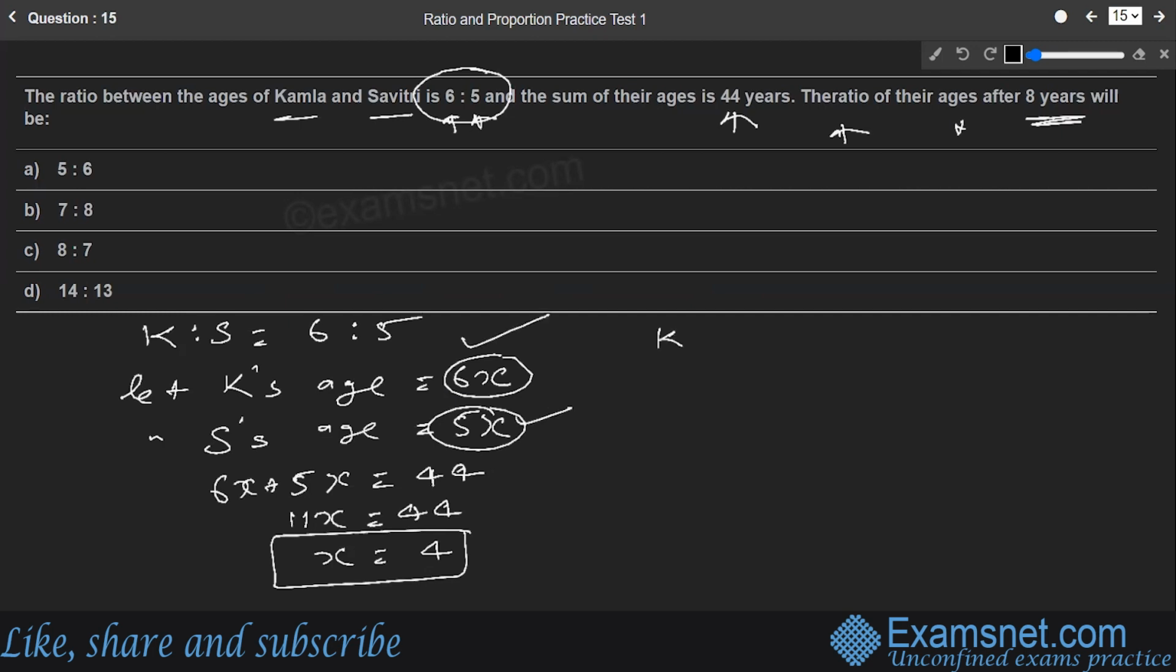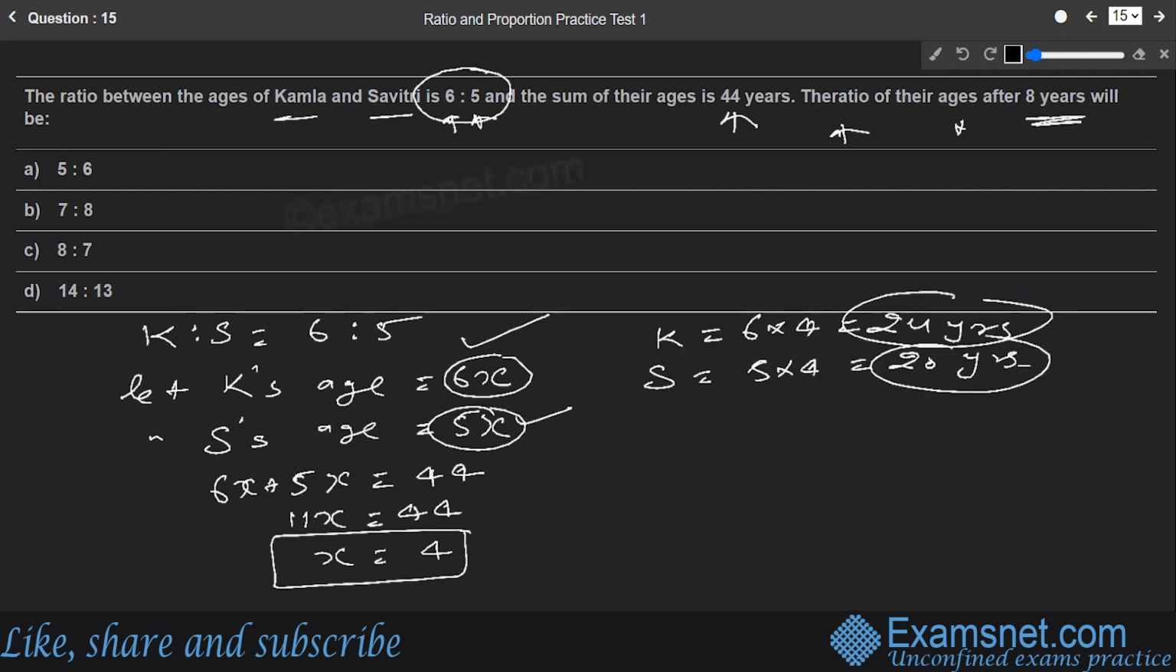So the ages are: Kamala is 6 into 4, that is 24 years. Savitri at the same time is 5 into 4, that is 20 years of age. So these are the ages of Kamala and Savitri. They ask, after 8 years, what will be the ratio? So let us find out their ages after 8 years.